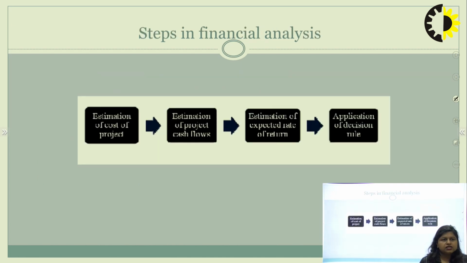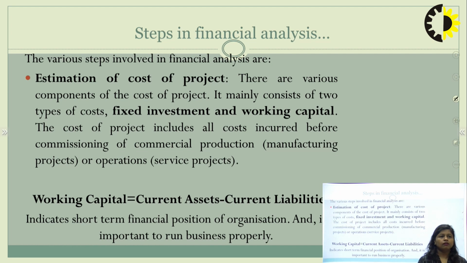Now, as we discussed, what are the steps in financial analysis? Estimation of the cost of the project, then estimation of the project cash flows, then estimation of expected rate of return and the application of the decision rule. Now, just have a look at the steps involved in the financial analysis. The first is estimation of the cost of the project. There are various components of the cost of the project. It mainly consists of two types of cost: one is the fixed investment and the other is the working capital.